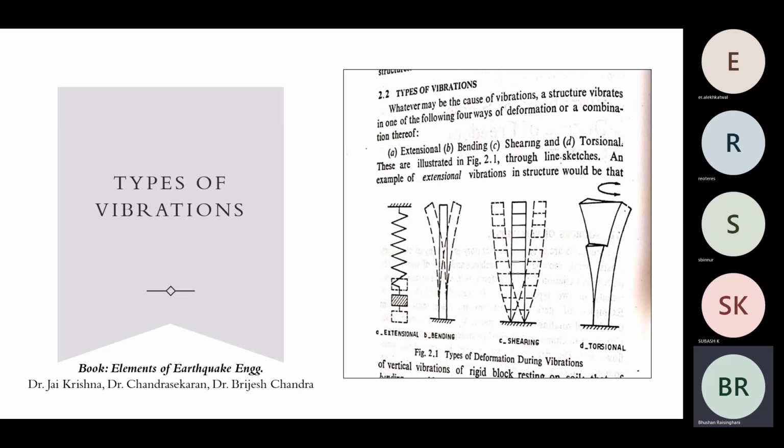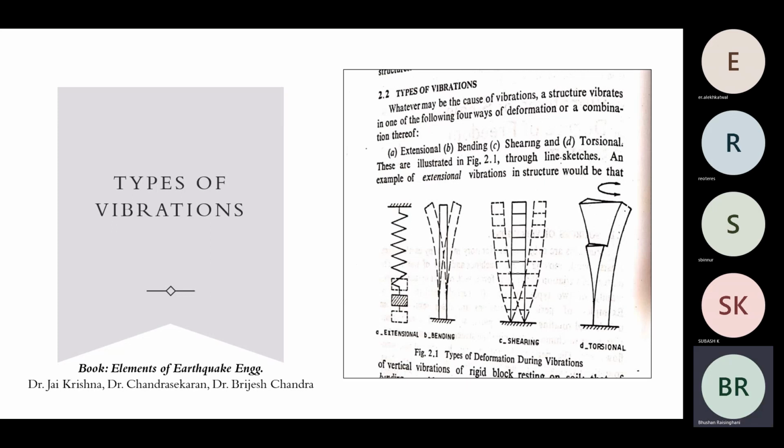Second type of vibration is bending. So the structure is bending in positive direction, then in negative direction. So bending is the second type of vibration that happens. Third is the shearing. So buildings are generally tall buildings. Bending is critical, and for the low to mid-rise building, shear is critical. That's why for low to mid-rise building, the type of vibration we consider is the shearing type of vibration. And for tall buildings, we consider the bending type of vibration.